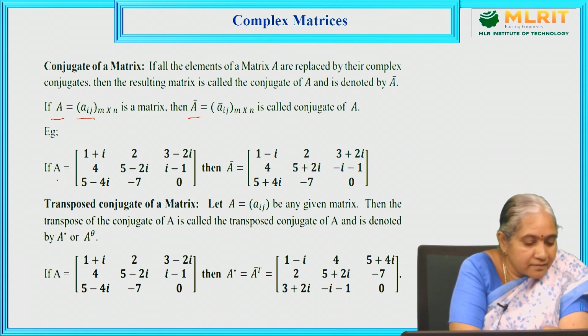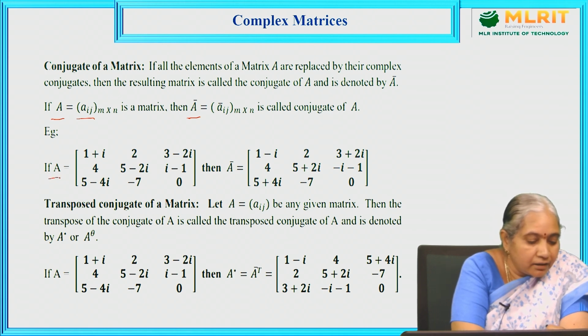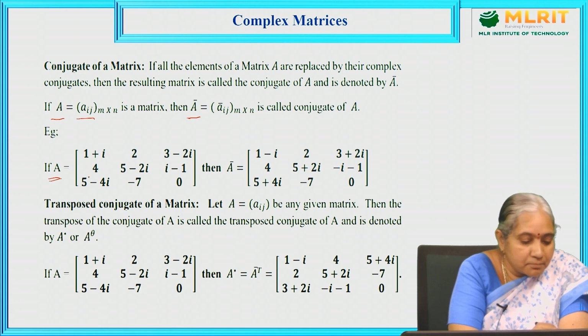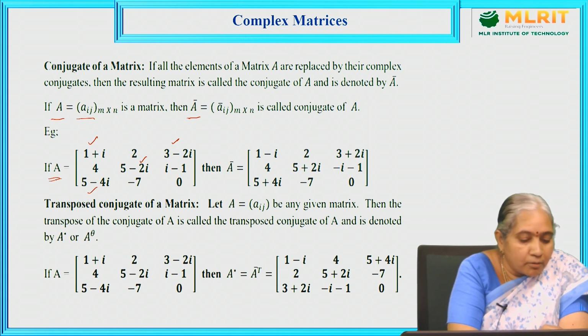Suppose the matrix A is 1 plus I, 2, 3 minus 2i, 4, 5 minus 2i, I minus 1, 5 minus 4i, minus 7, 0. So this is a given complex matrix. Since this matrix contains the complex numbers 1 plus I, 3 minus 2i, 5 minus 2i, 5 minus 4i, and these are all complex numbers, that's why this is a complex matrix.